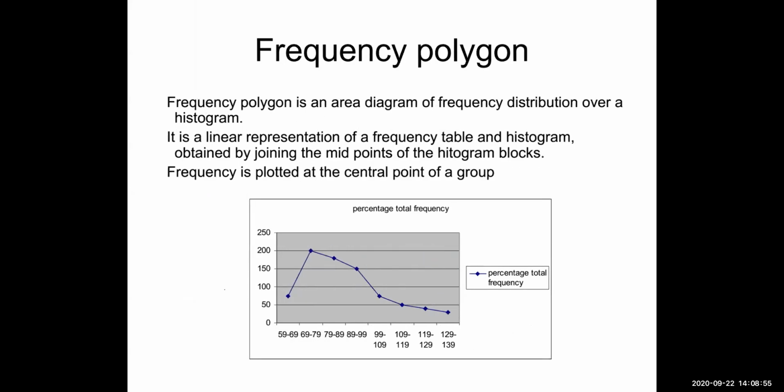Next we have the frequency polygon. It is an area diagram of frequency distribution over a histogram. It is a linear representation of a frequency table or a histogram, and we obtain that by joining the midpoints of the histogram blocks. Frequency is plotted at the center point of a group, and then we can get a diagram.